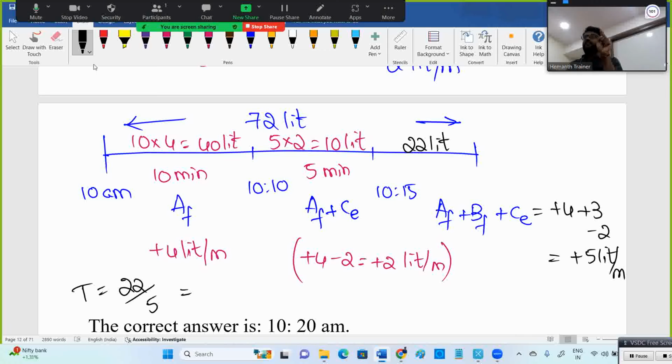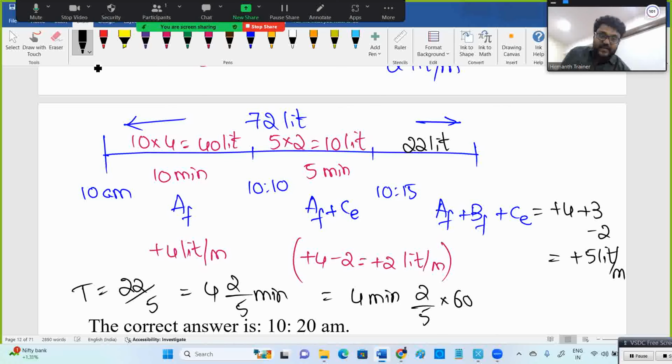Don't say 4.4 minutes. 0.4 of a minute is not 40 seconds. A minute is 60 seconds. 0.4 of a minute is 24 seconds actually. Let me show that. 5 fours are 20, the remainder is 2. Right? So 4 and 2 by 5 minutes. So 4 minutes and 2 by 5th of a minute. Each minute is 60 seconds. Now cancel this. 4 minutes 24 seconds.